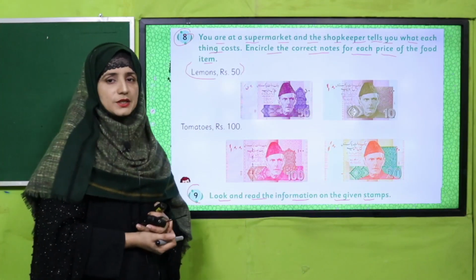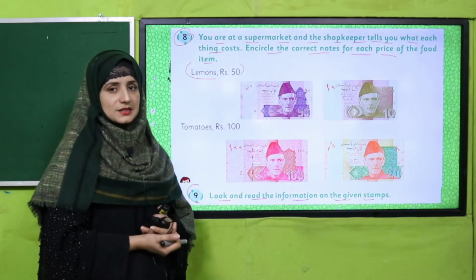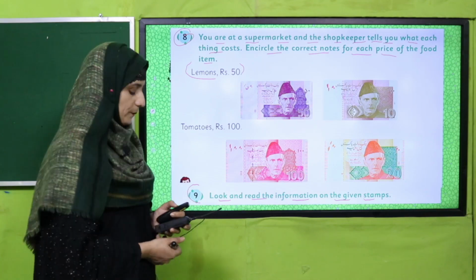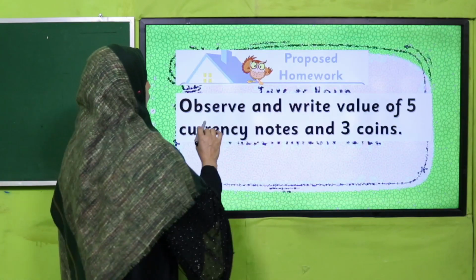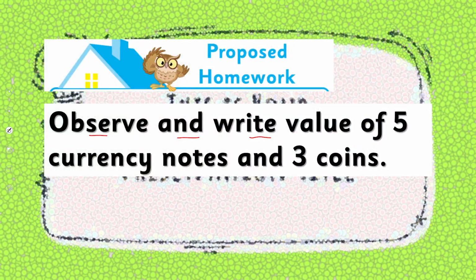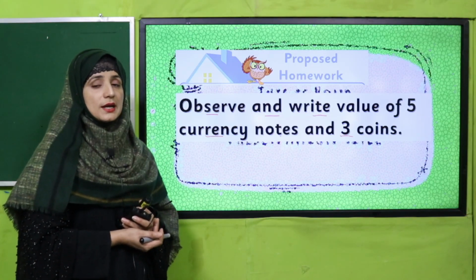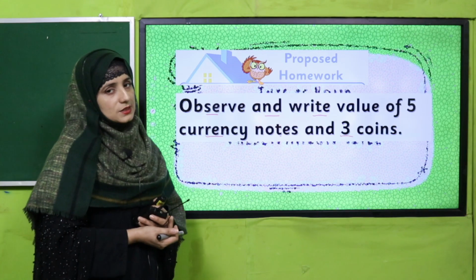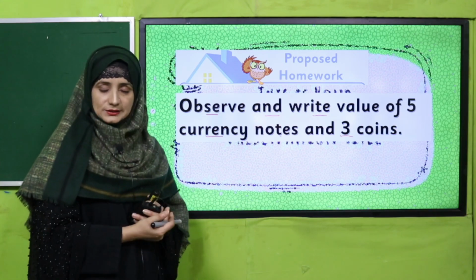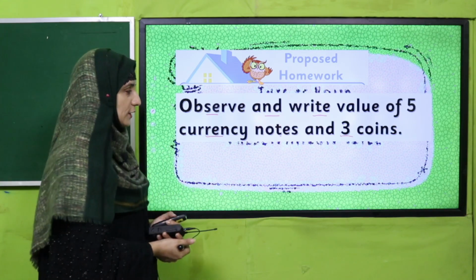Welcome back, my dear students. I hope now you are able to recognize the different rupee notes. Good job. So what's your homework? You have to observe and write the value of 5 currency notes and 3 coins. So you have to discuss and write the value of 5 currency notes and 3 coins. How can we get these 3 coins and what is their value?